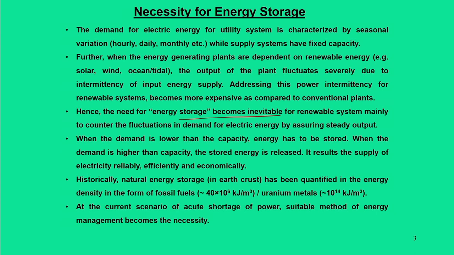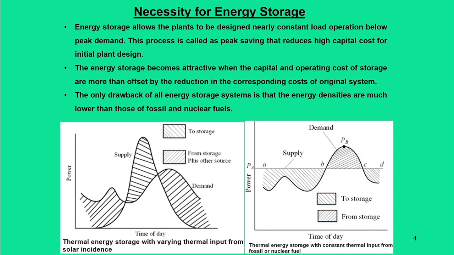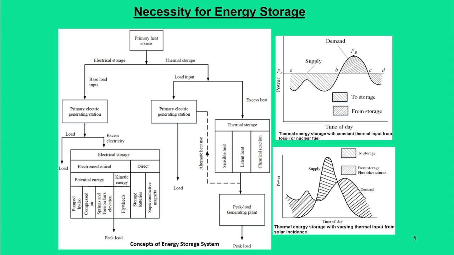Now, to look at the cyclic variations hourly, monthly or yearly, you need to tap the energy from the base plant, and that has to be stored in a particular mechanism, and that energy has to be disposed of at the time of need. So, that is what we call the necessity for energy storage.